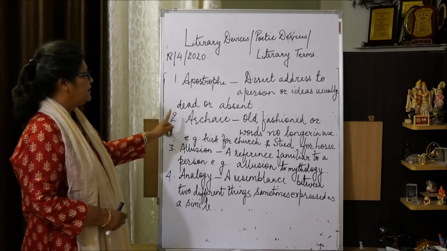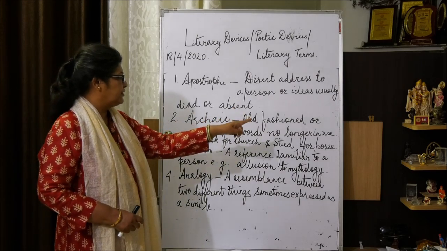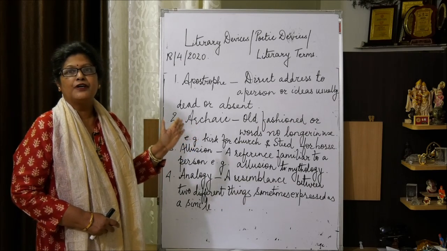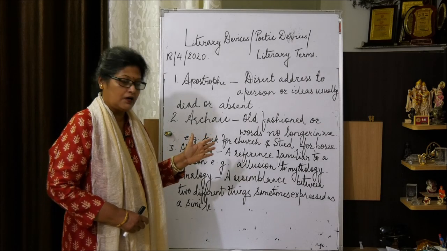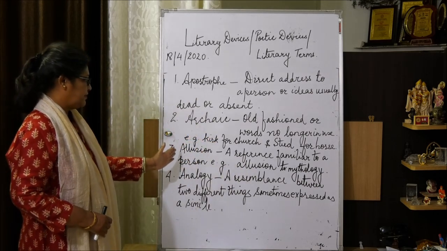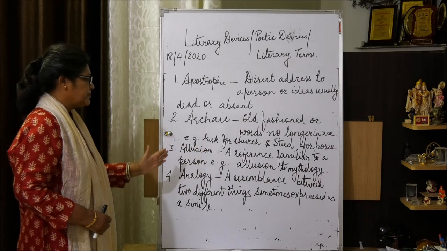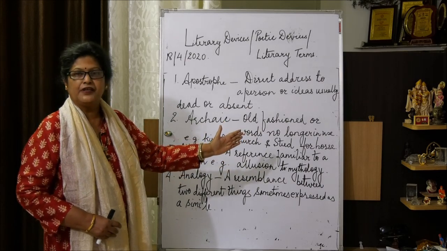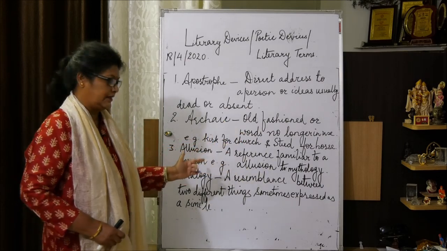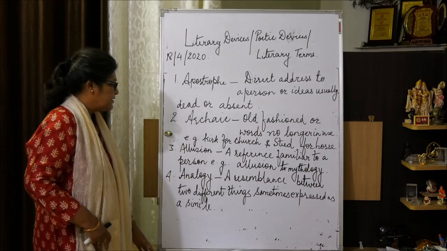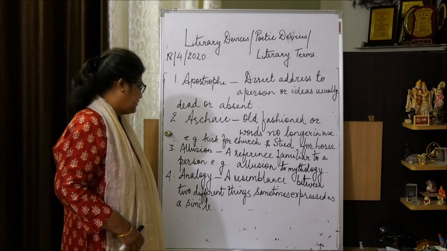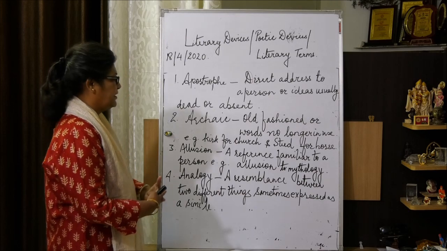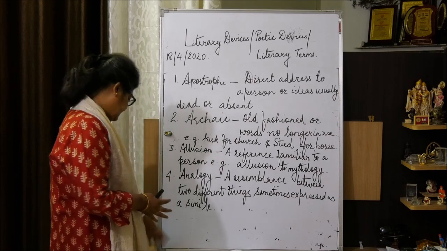Archaic: use of old-fashioned words that are no longer in use. For example, kirk for church and steed for horse. Allusion, a reference familiar to a person. Example, allusion to mythology like Ramayana or Mahabharata. Analogy, a resemblance between two different things, and sometimes they may be expressed as a simile or as a metaphor.